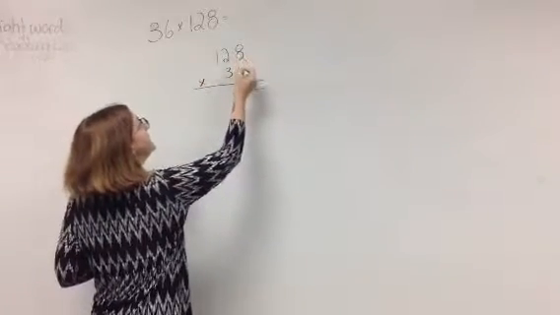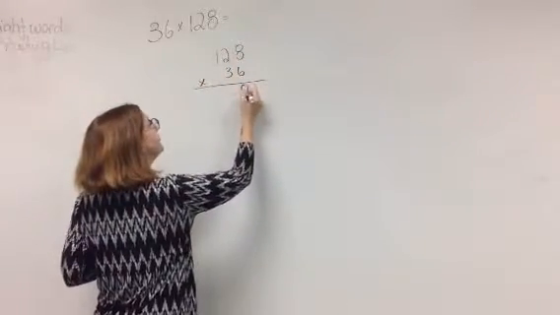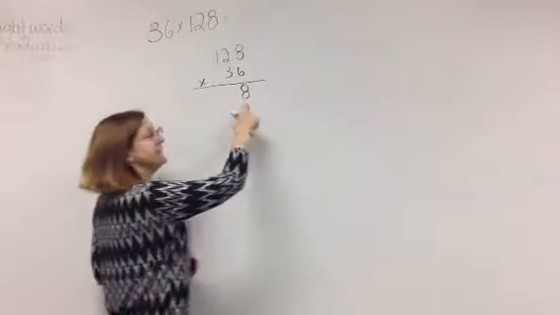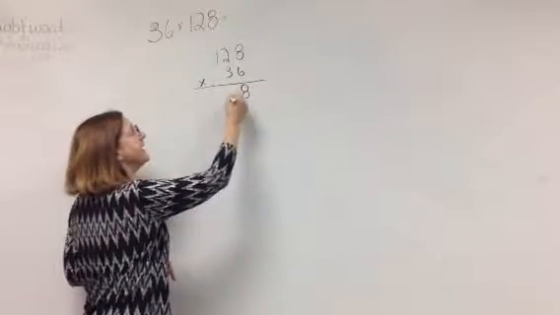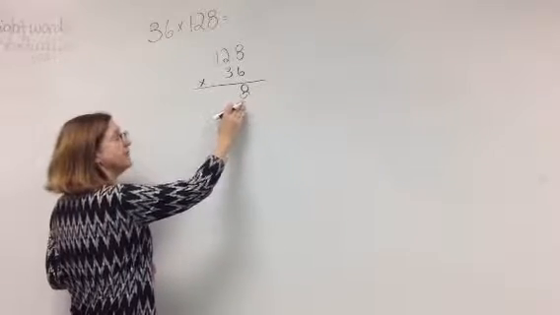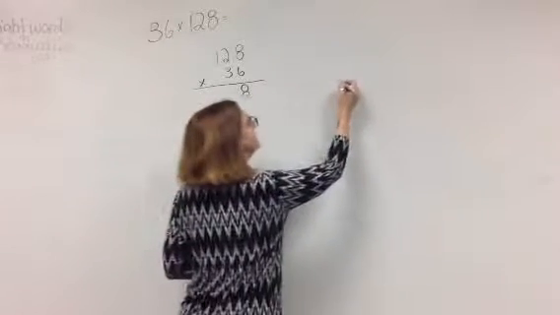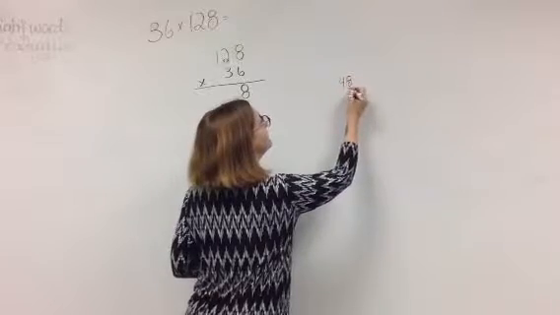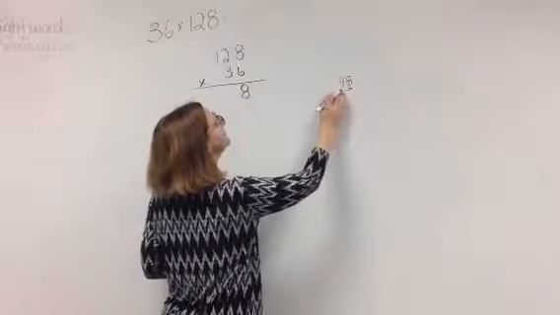I know that 8 times 6 is 48. The reason I put the 8 here and not 48 is because I need to put only the numbers in the ones places here. So 48, the number in the ones place is 8. I'm going to regroup the 4.